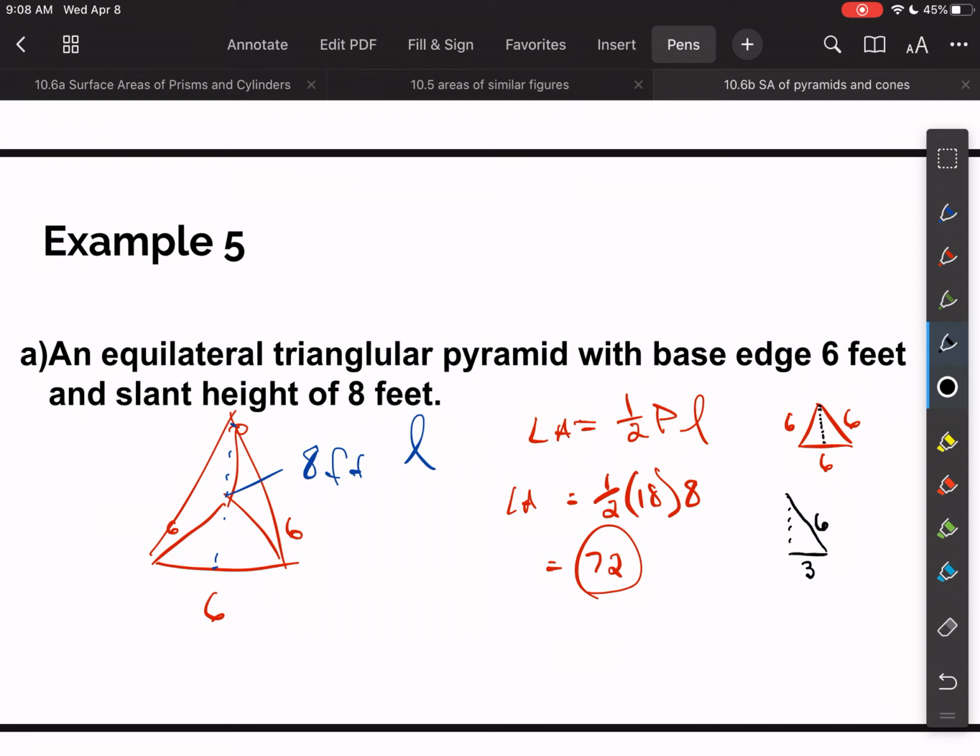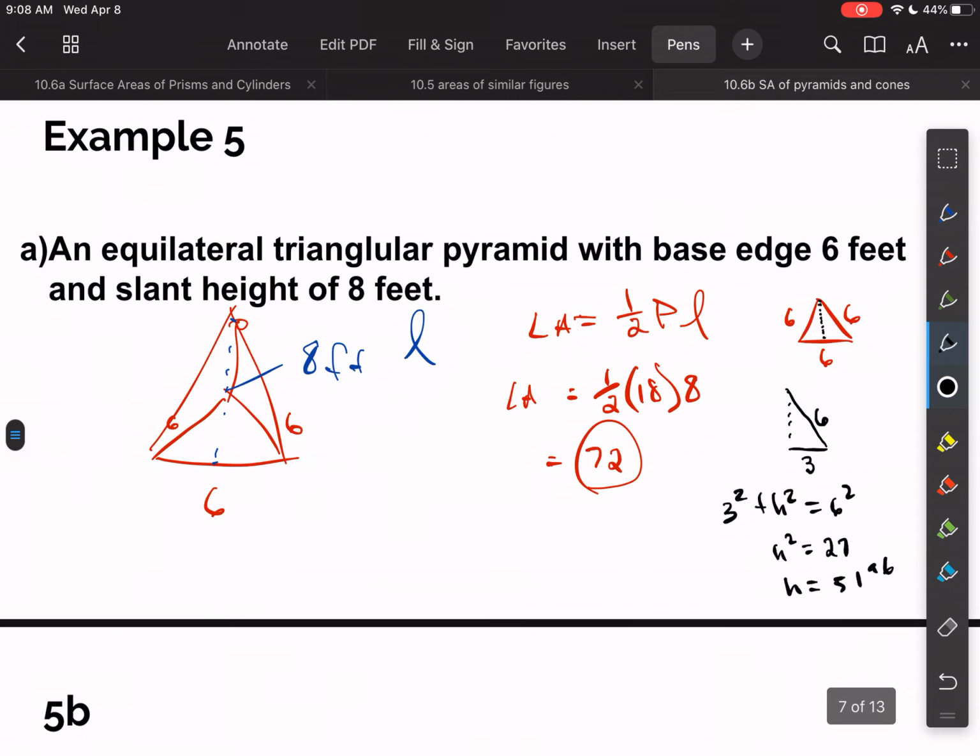so now I'm using this formula of 3 squared plus h squared for the height is equal to 6 squared. Okay, so then h squared is equal to, I believe that comes out to 27 when you move everything around. If you take the square root of both sides, h is equal to 5.196, I believe.